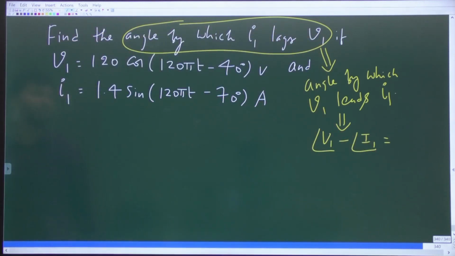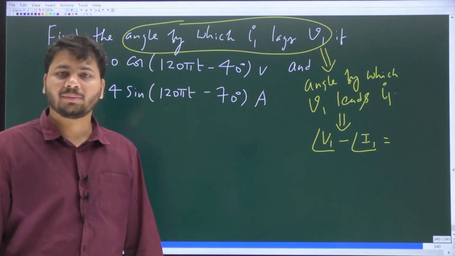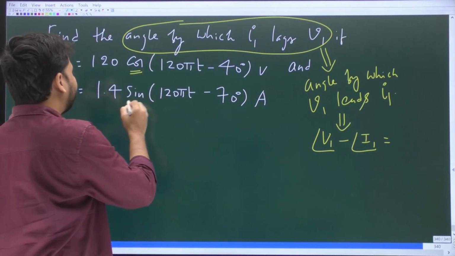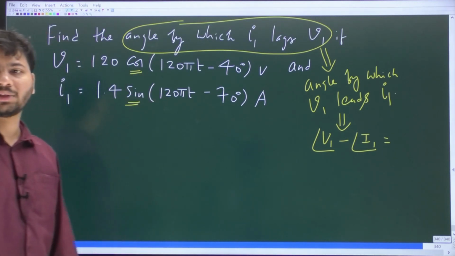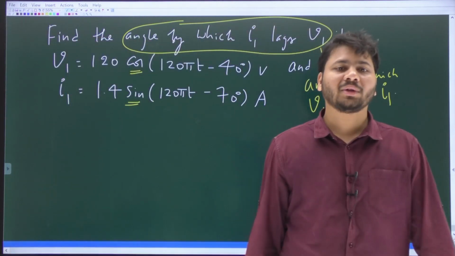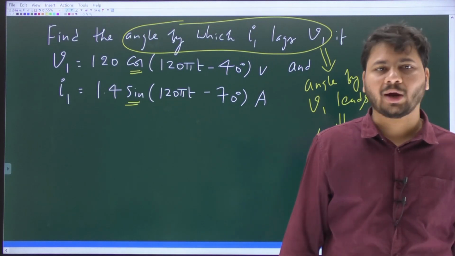Now if you look at the given voltage and current, both are not expressed in terms of the same function. The voltage is expressed in terms of cosine, whereas the current is expressed in terms of a sine function. If both were expressed in terms of cosine with a positive amplitude, then you could simply take the phase difference, with no need for any manipulation.